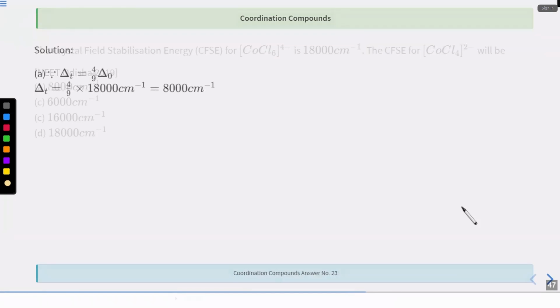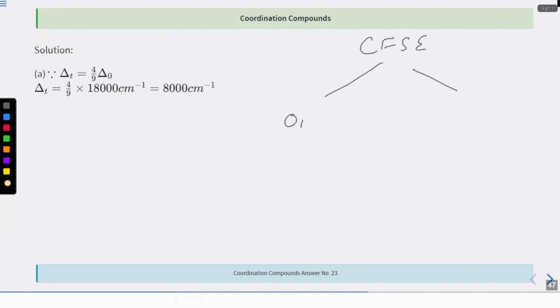Okay. So you must have read that we study CFSE in two parts. First is for octahedral complexes, and another is tetrahedral. Octahedral has six coordinations, meaning six ligands are coordinated with the central atom. In tetrahedral there are four.